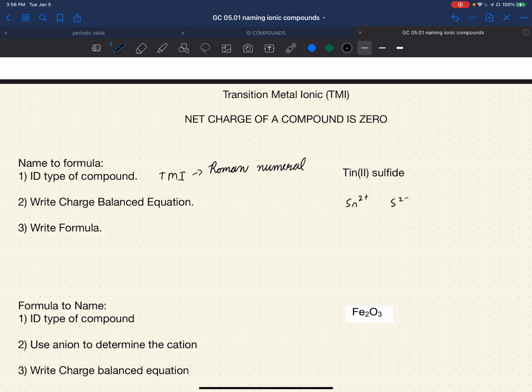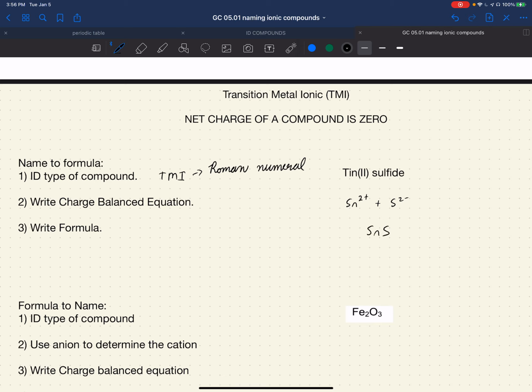So that's tin 2, Sn2+, plus sulfide ion, S2-, charge balance equation. Hey, look, it's already balanced. That's handy, huh? So my compound is just SnS. All right.